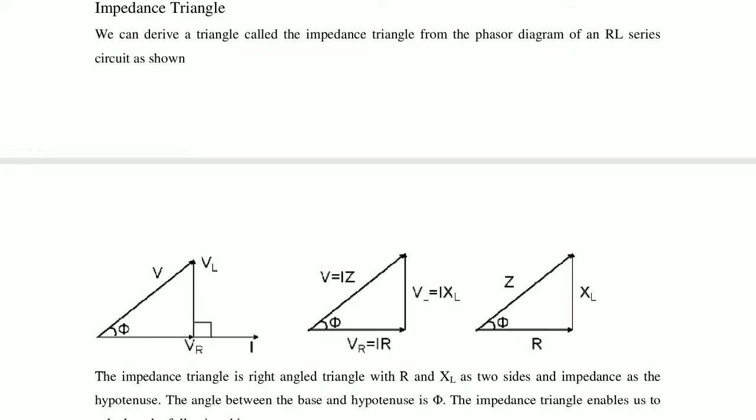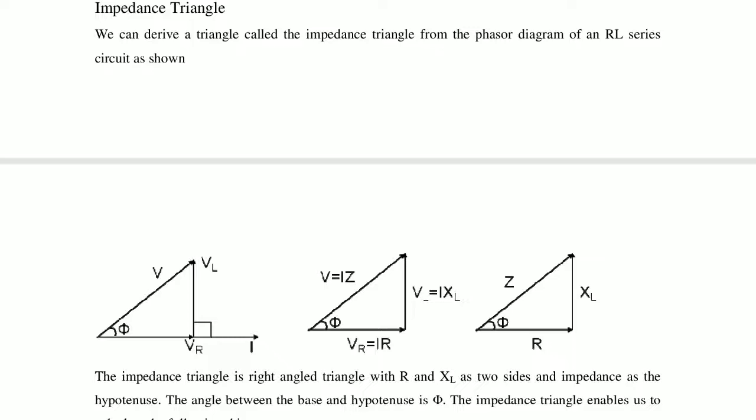VR we can write as I into R. VL is equal to I into XL, and V is equal to I into Z. In all the combinations I is common. So the x-axis is R, the y-axis is XL, and the resultant of these two is the impedance Z. So the impedance triangle is a right angle triangle with R and XL as two sides and impedance as the hypotenuse.